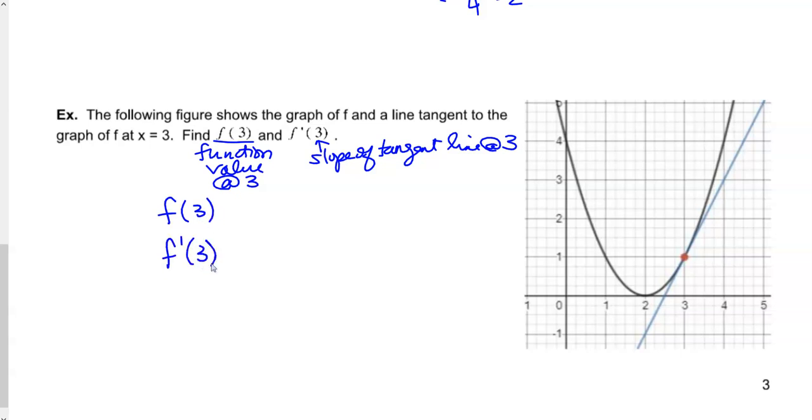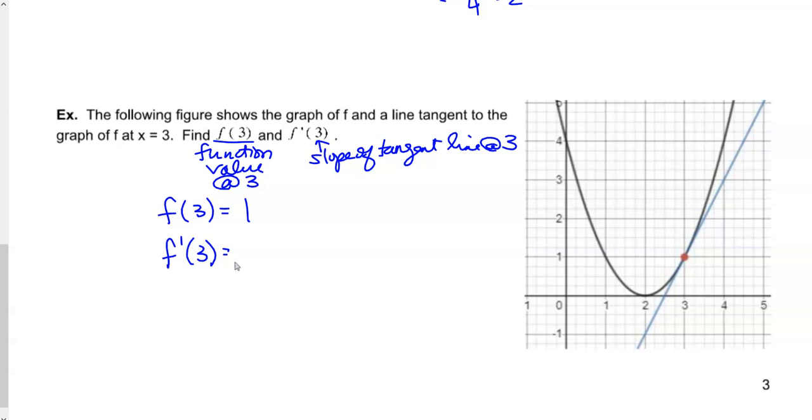So f of 3 is the function value. Here's my function. It's the parabola. This is the line that's tangent to that. So the value of my function when x equals 3, I come up here, that value is the y value at 1. So f of 3 is 1.